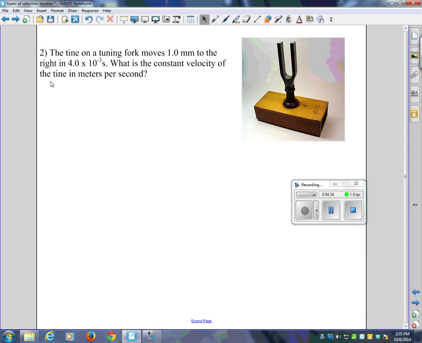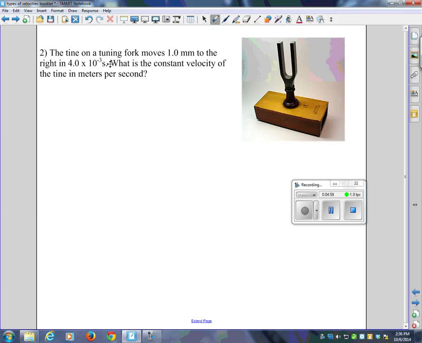Okay. So the tine on a tuning fork moves 1 millimeter to the right in 4.0 times 10 to the minus 3 seconds. How many people have never seen scientific notation like that before? How many people would like a refresher on how that works? Okay, so let's talk about that.